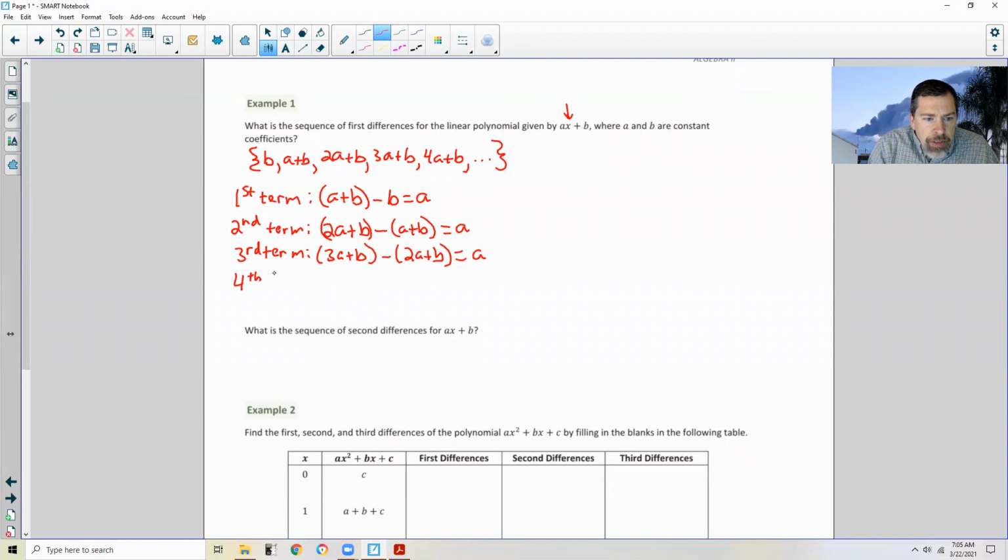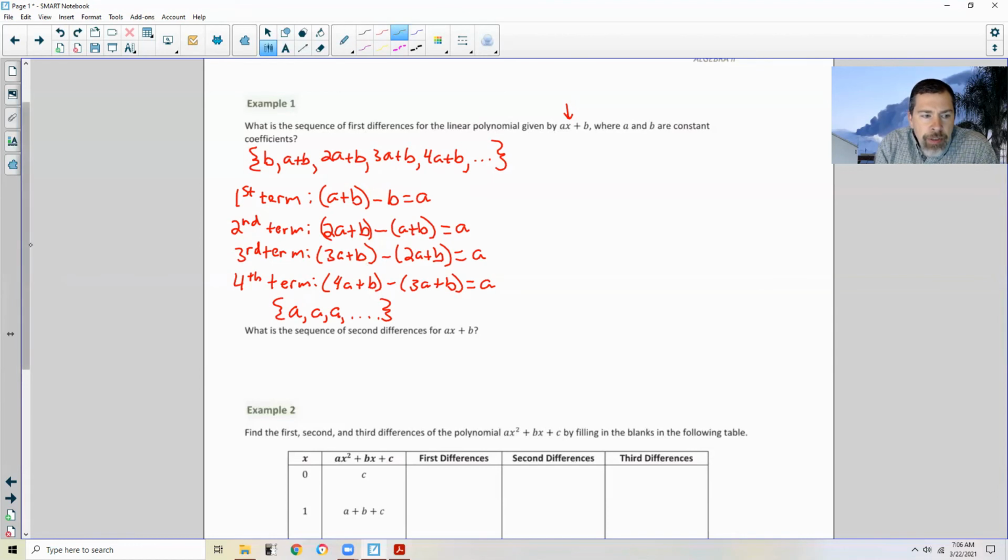And as you can probably see now, you're seeing a pattern. To get the fourth term, we're going to take the fifth term minus the fourth term. So it's going to be 4a plus b minus 3a plus b. And that is going to equal a as well. And this continues on and on. So the first difference of the sequence is going to be a, a, a, dot dot dot. All right, so there's our set. That is the first difference of this linear polynomial.